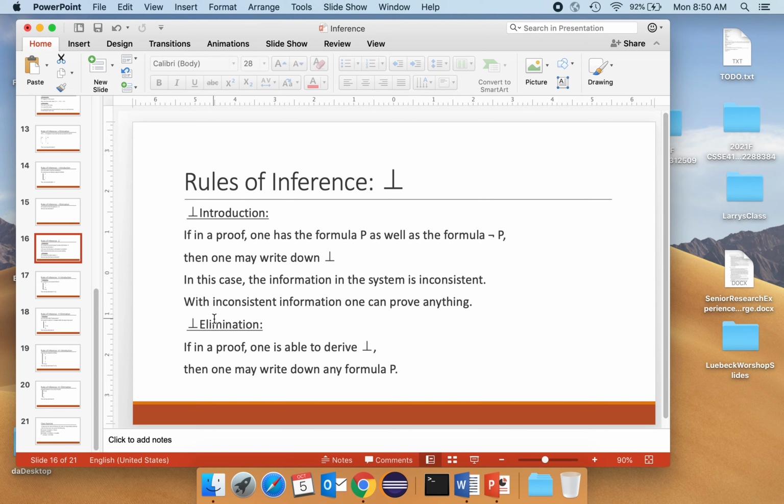So the contradiction elimination means if you have established this one over here, you can write down anything you want to. It's a joker, right? Whatever you want to write down, you can write down. And again, as you can sort of imagine, that's pretty bad. We don't want that.